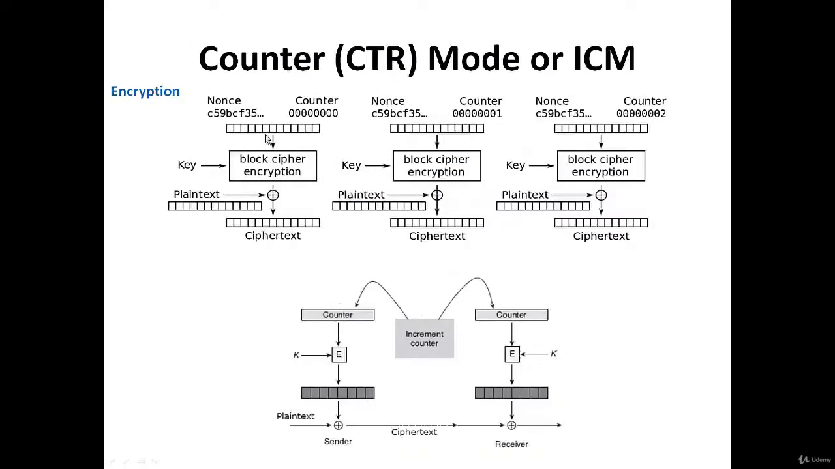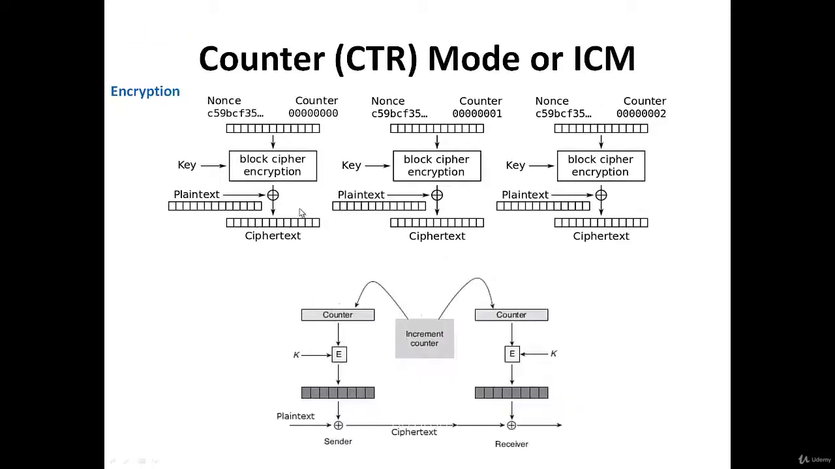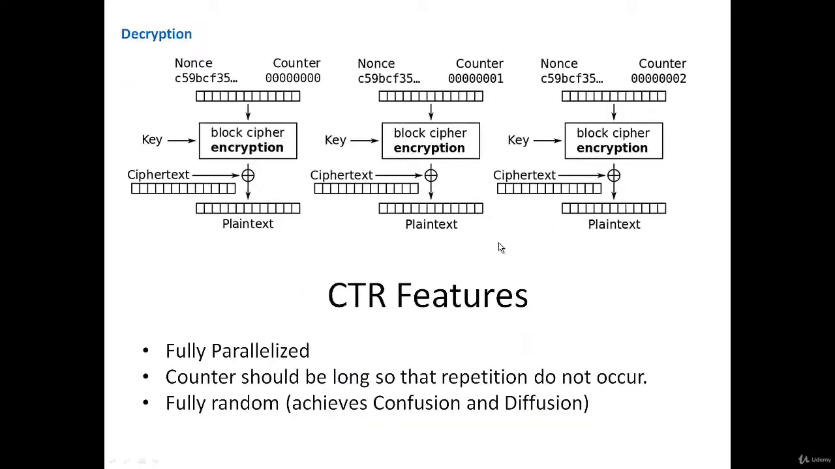As you can see, it can operate in parallel because the counter is automatically incremented for all the parts, and we know the value of the counter is deterministic. For the first block it is 000, for the second block it is 001, for the third block it is 002. We already know the values of the counter, so we can operate in parallel. It is fully parallelized, so it can be very fast.